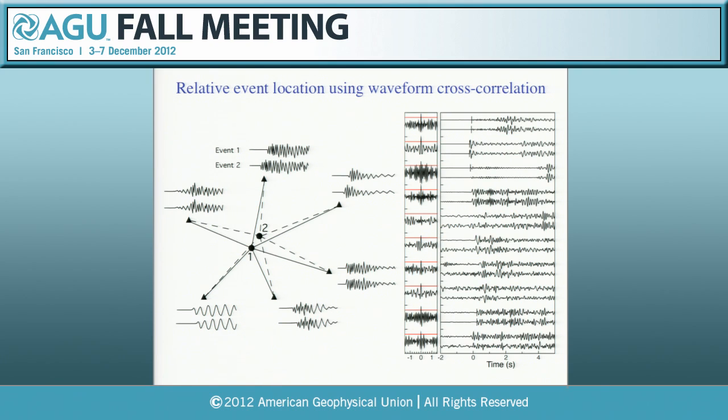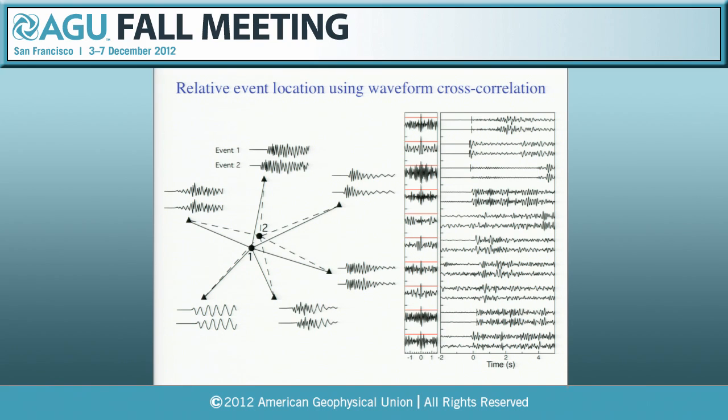This is a cartoon that shows if you have two events that are quite close to each other, what you will commonly observe is that when they're recorded on the same seismic station, their waveforms are quite similar. This is much more so when you have closely spaced events than if you try to, for example, cross-correlate the same event at two different seismic stations. In this case, we have event 1 and event 2, and you'll see small time shifts that you can resolve when you do the cross-correlation, and those more precise time shifts will translate into more precise relative locations between the events.